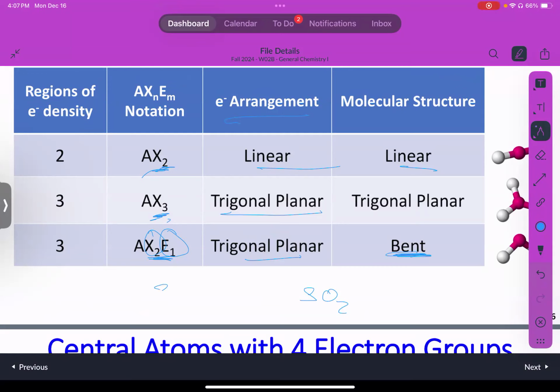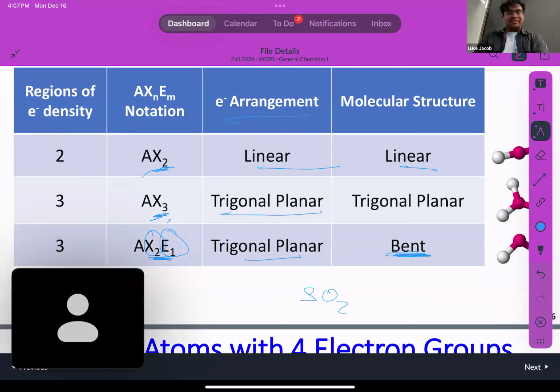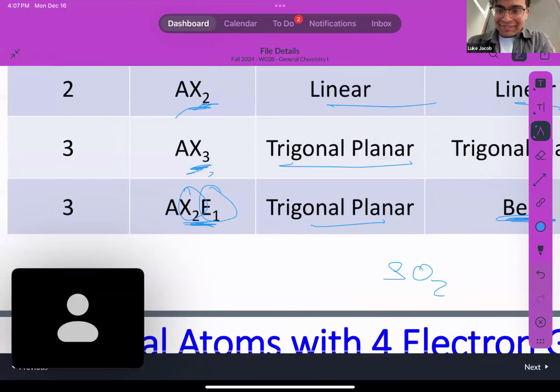Something like this would be sulfur dioxide. Can anyone tell me the valence electrons of sulfur dioxide? Anyone? You guys went through COVID, right? The silence is really killing. Now I feel like I understand how the teachers felt.